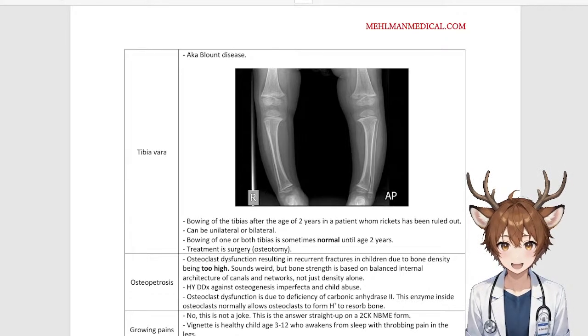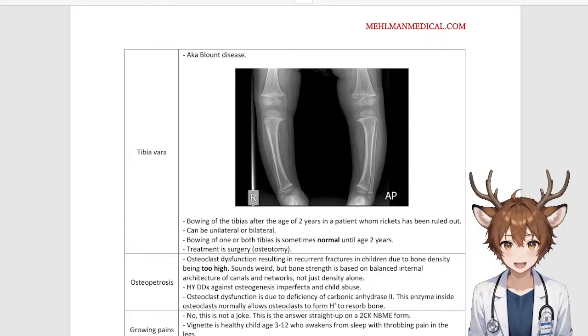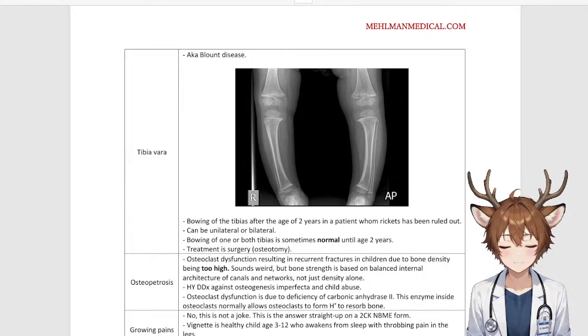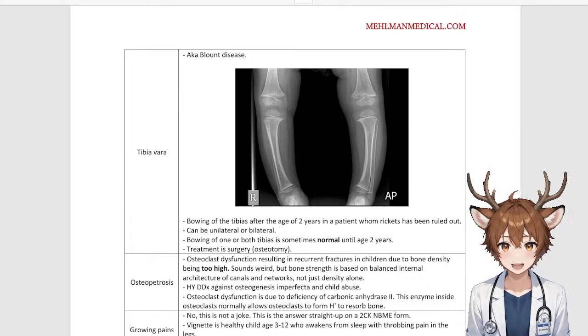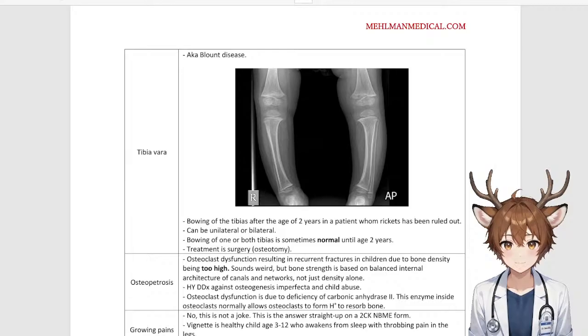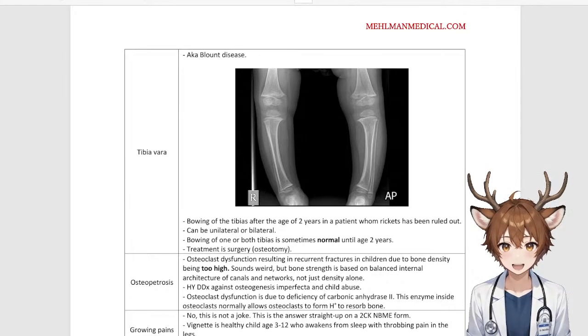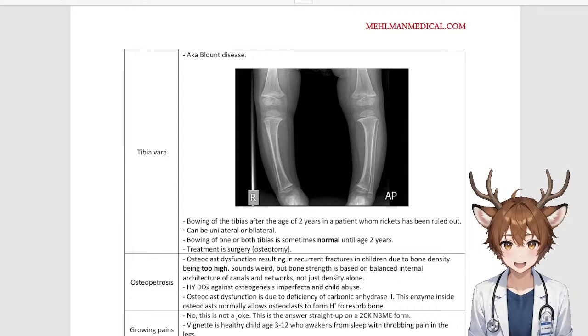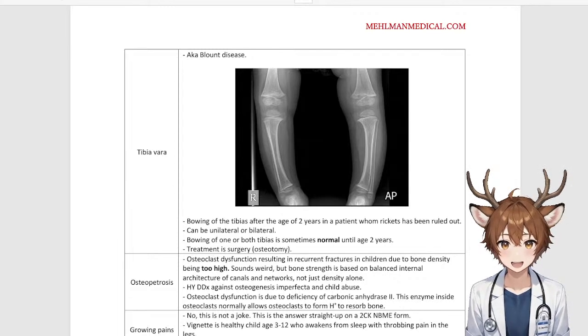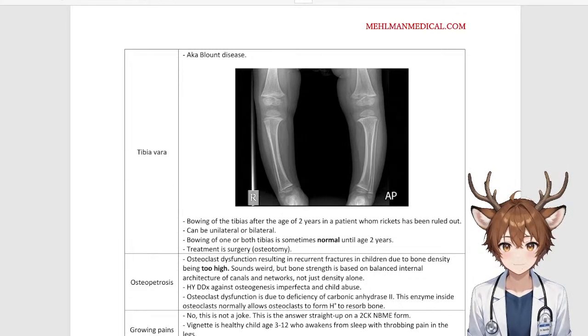What about tibia vara? Tibia vara, aka Blount disease. Bowing of the tibias after the age of 2 years in a patient whom rickets has been ruled out. Can be unilateral or bilateral. Bowing of one or more tibias is sometimes normal until the age of 2 years. Treatment would be surgery, osteotomy.